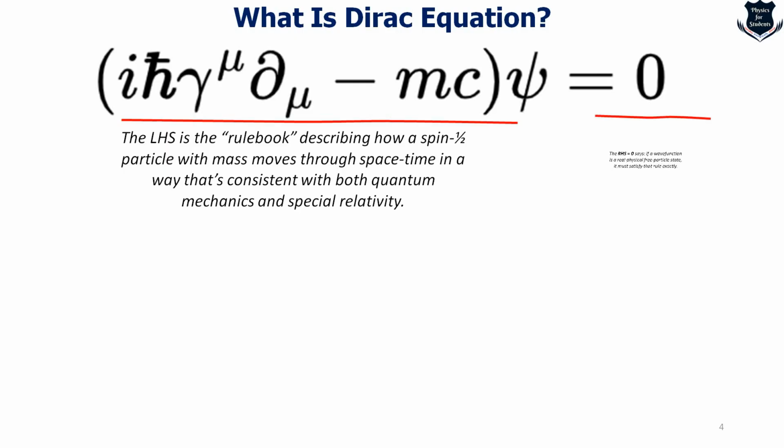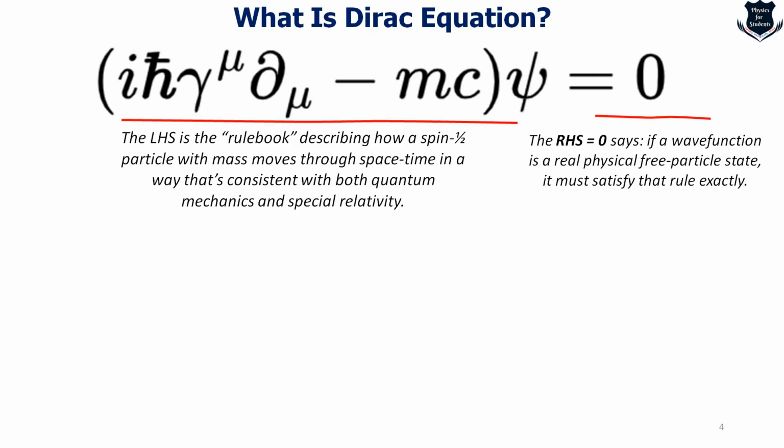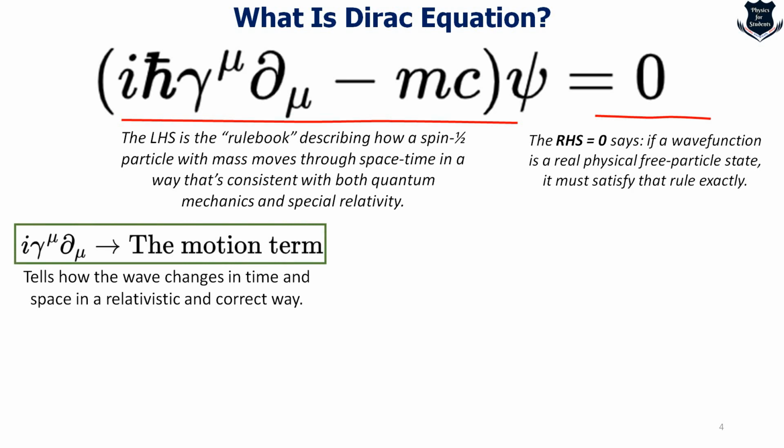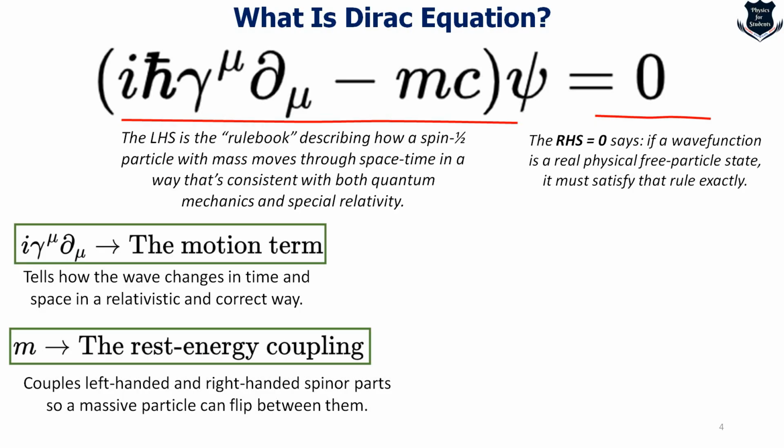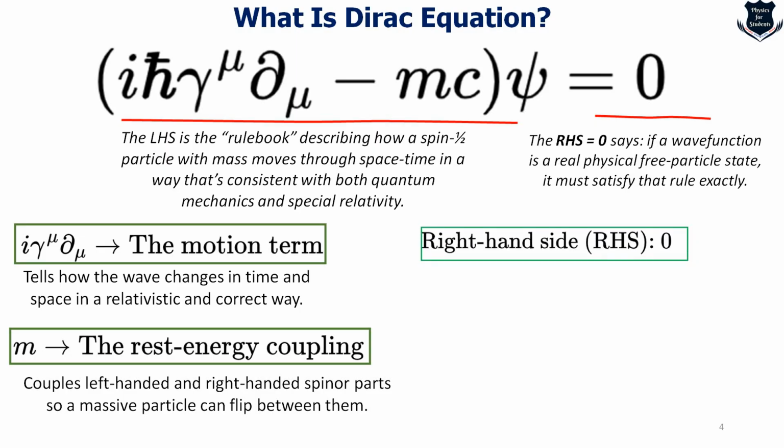Now on the right hand side you find a 0. Why? Because if a wave function is a real physical free state, it must satisfy that rule exactly. We will clarify more on that. As you can see, there is an i, then a gamma followed by a mu, and a partial mu. We will decipher all these things. These are the motion terms, which tell how things actually move. Then you have the mass, m, which couples the left hand and right hand spinor parts. We will come to that also. And the right hand side is 0.